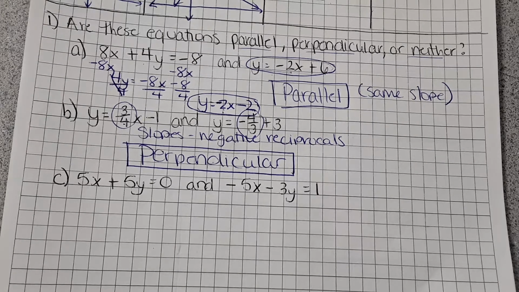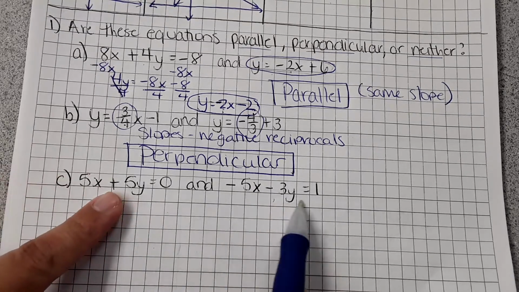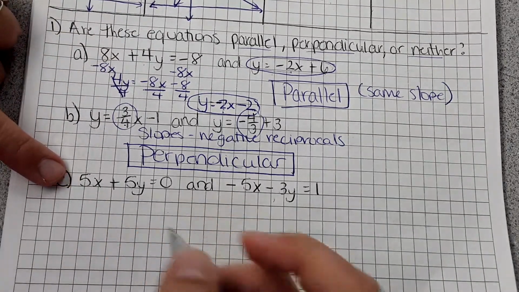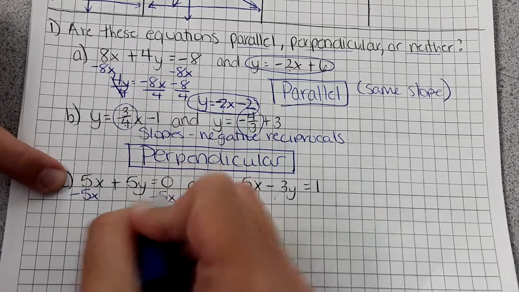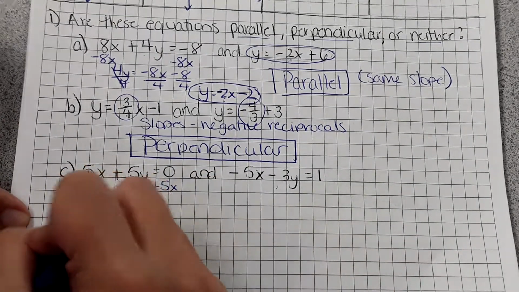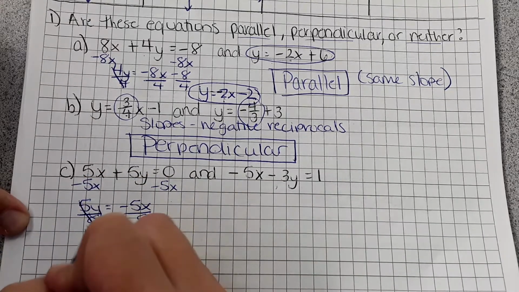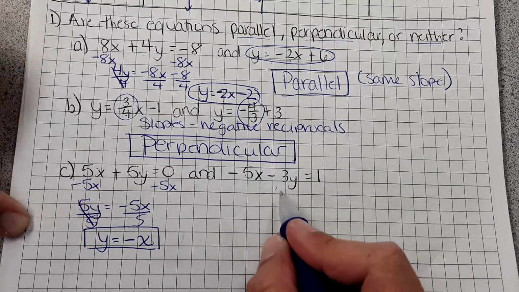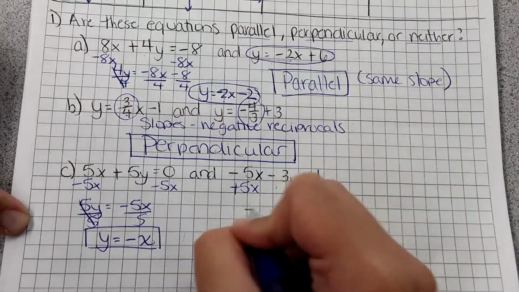Okay. The next one, we have two equations here. They both aren't in y-intercept form, so we can't compare the slopes in that format. So we need to rearrange both of them, so that way it's just y equals, and then we can look at the slope. So I'm going to subtract 5x from both sides here. 5y equals negative 5x. Divide by 5. y equals negative x. And then over on this one, same thing. Need to get y by itself.